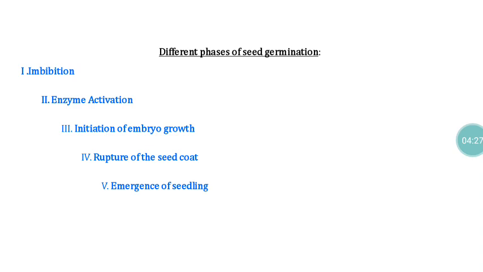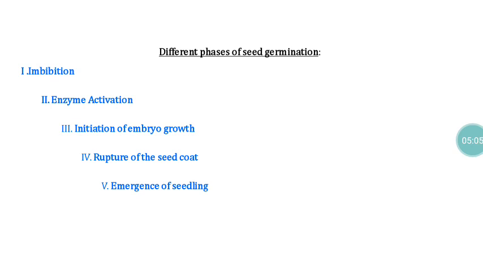Now these are the different phases of seed germination. Seed germination undergoes five different phases. The first one is imbibition, followed by activation of enzymes, and that activation of enzymes leads to degradation of the stored food material, that is, complex material converted into simple material. Then the simple material enters the glycolysis process, which generates the energy molecule ATP. That is supplied to the embryo for initiation of its growth, for resumption of its growth.